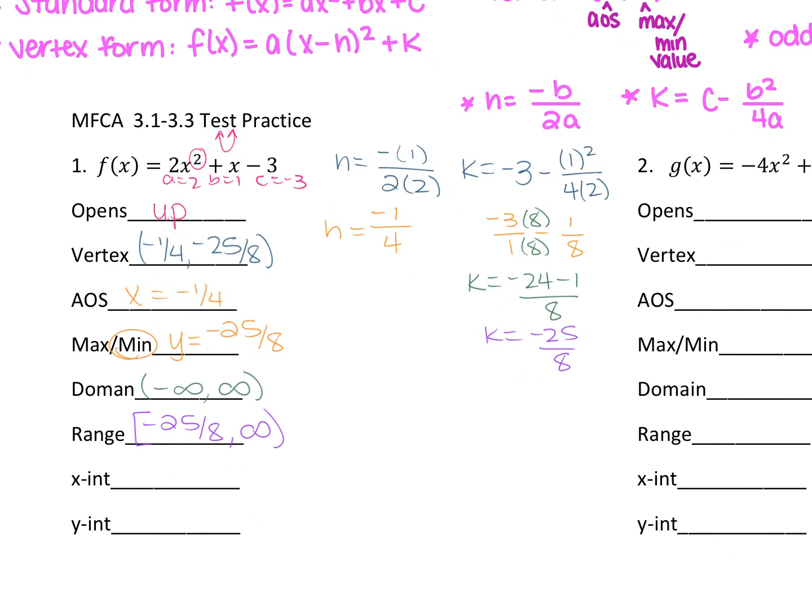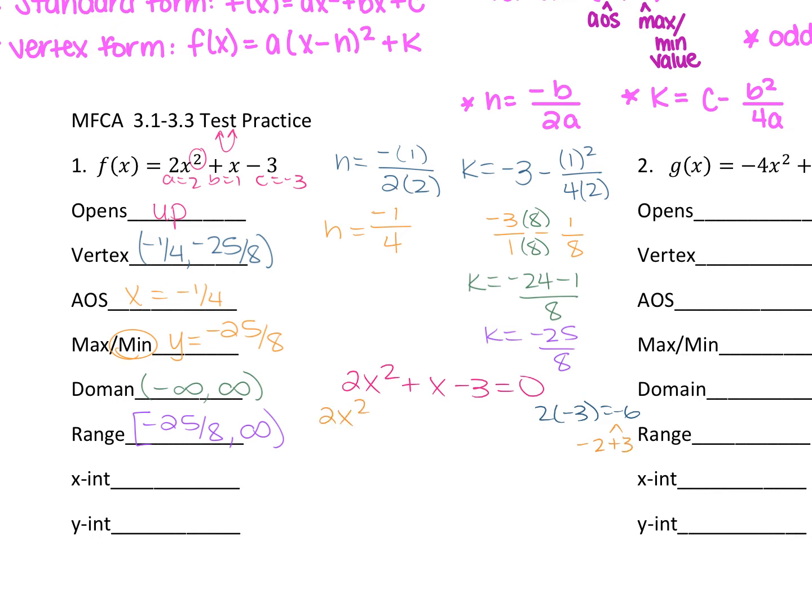X-intercepts, again, that's when y is 0. So if we plug the 0 in for y and solve, we're going to have 2x squared plus x minus 3 is equal to 0. Your 2 times negative 3 is negative 6. Your factors of negative 6 that add up to positive 1 are negative 2 and positive 3.